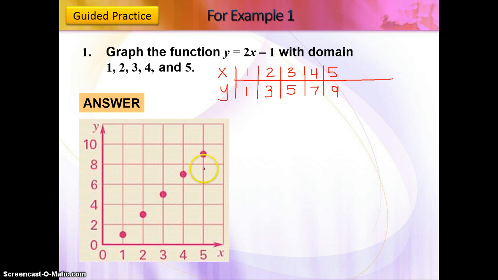And then when I plot them, for the first point 1, 1, you would travel 1 unit to the right and up 1. For 2, 3, you travel 2 units to the right and then up 3. 3, 5 is 3 units to the right and up 5 units. 4, 7 is 4 units to the right and up 7. And 5, 9 is 5 units to the right and up 9.